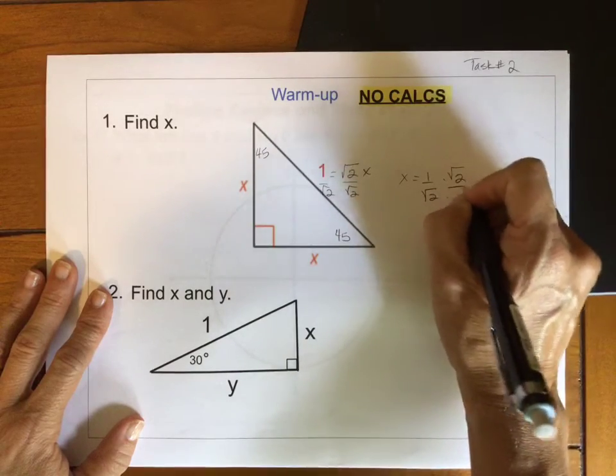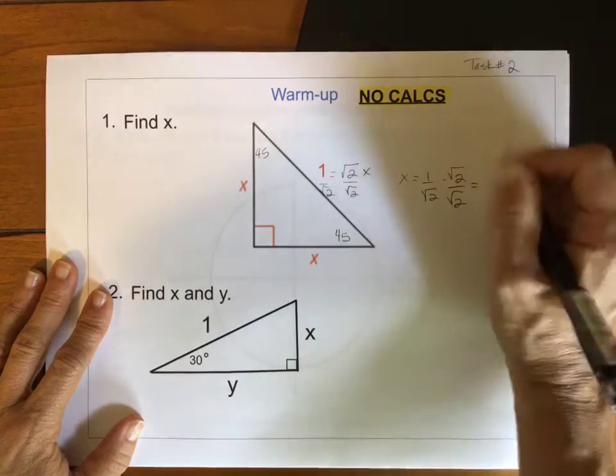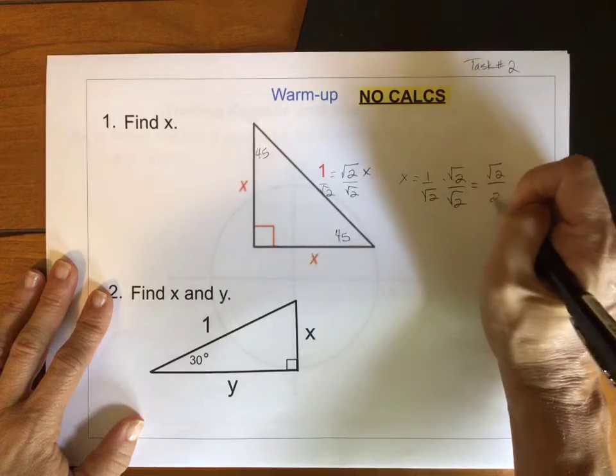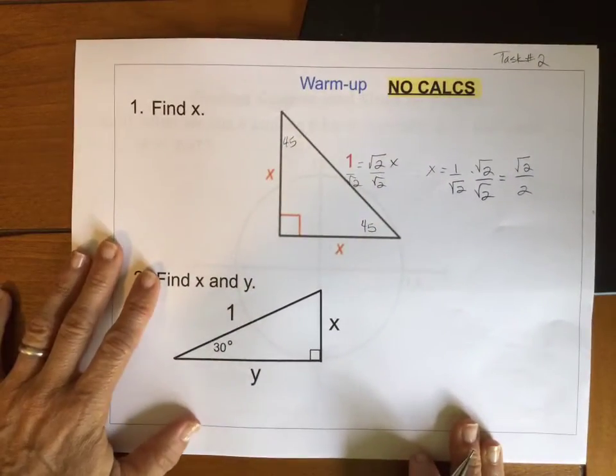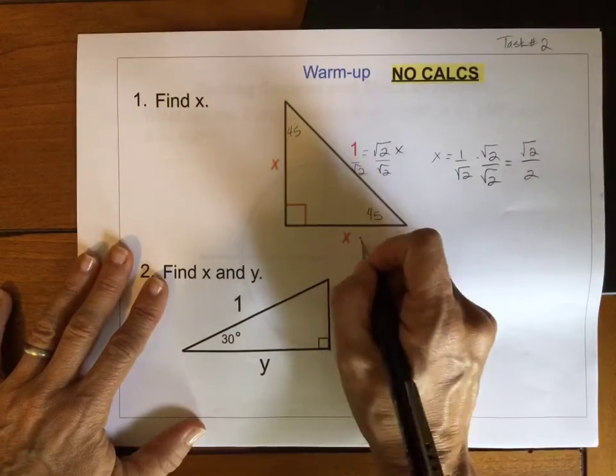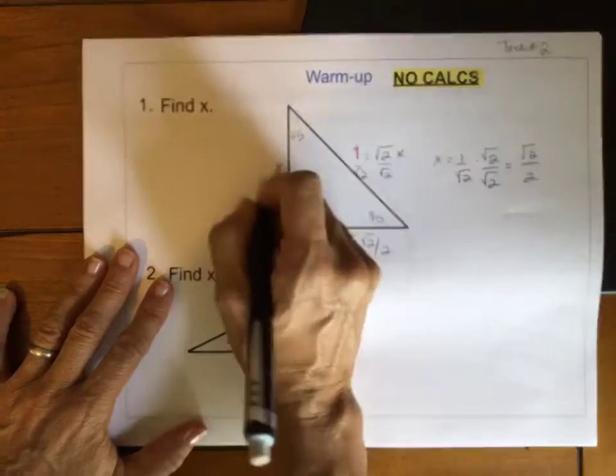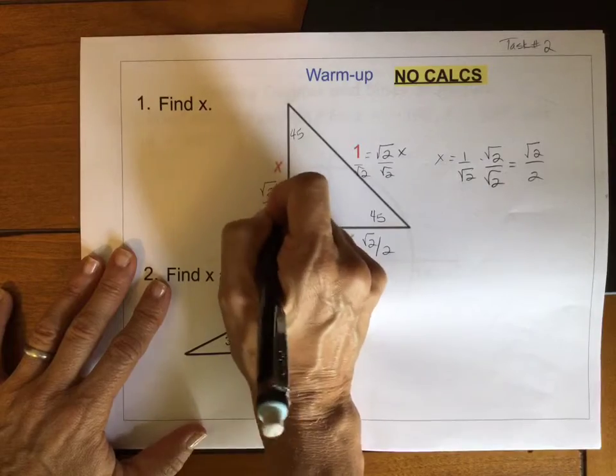And if I rationalize, you get root 2 over 2, or maybe you just remembered it was root 2 over 2 from the unit circle. So the legs of this triangle are root 2 over 2.